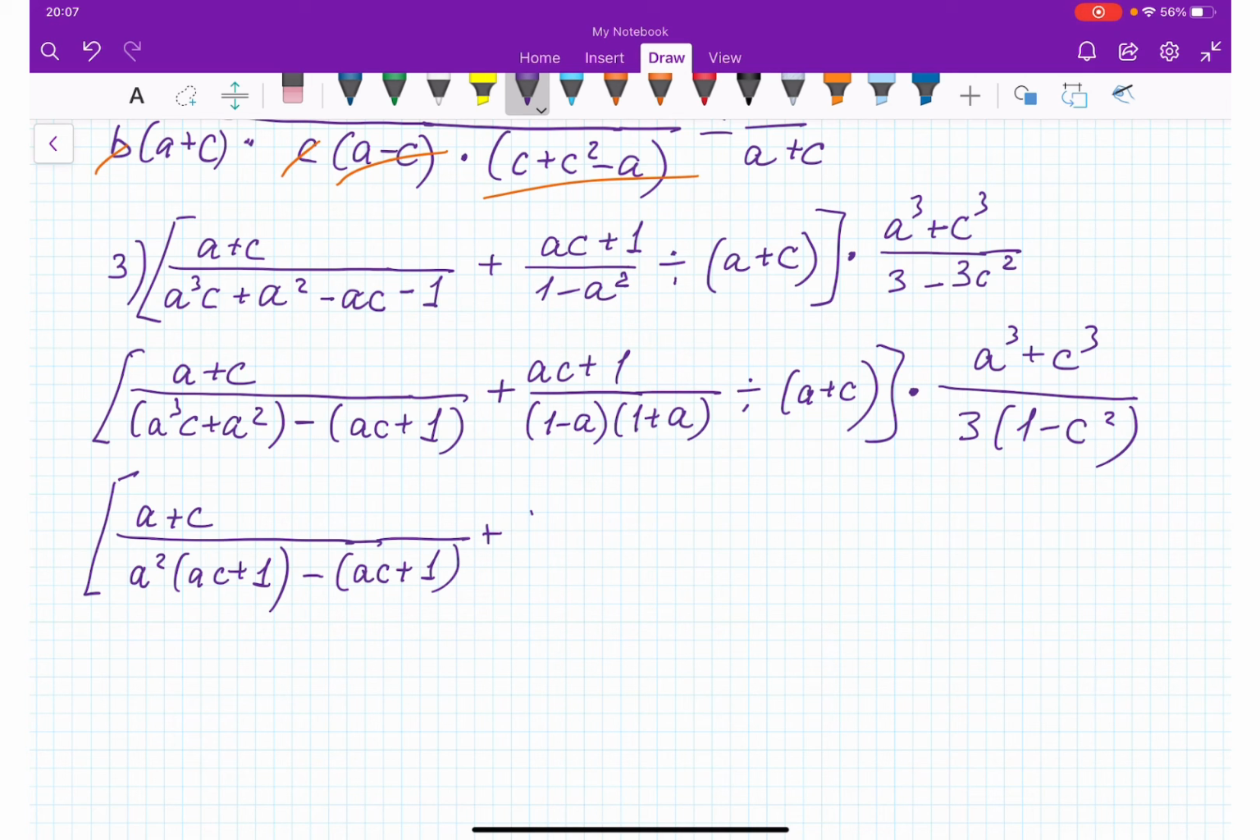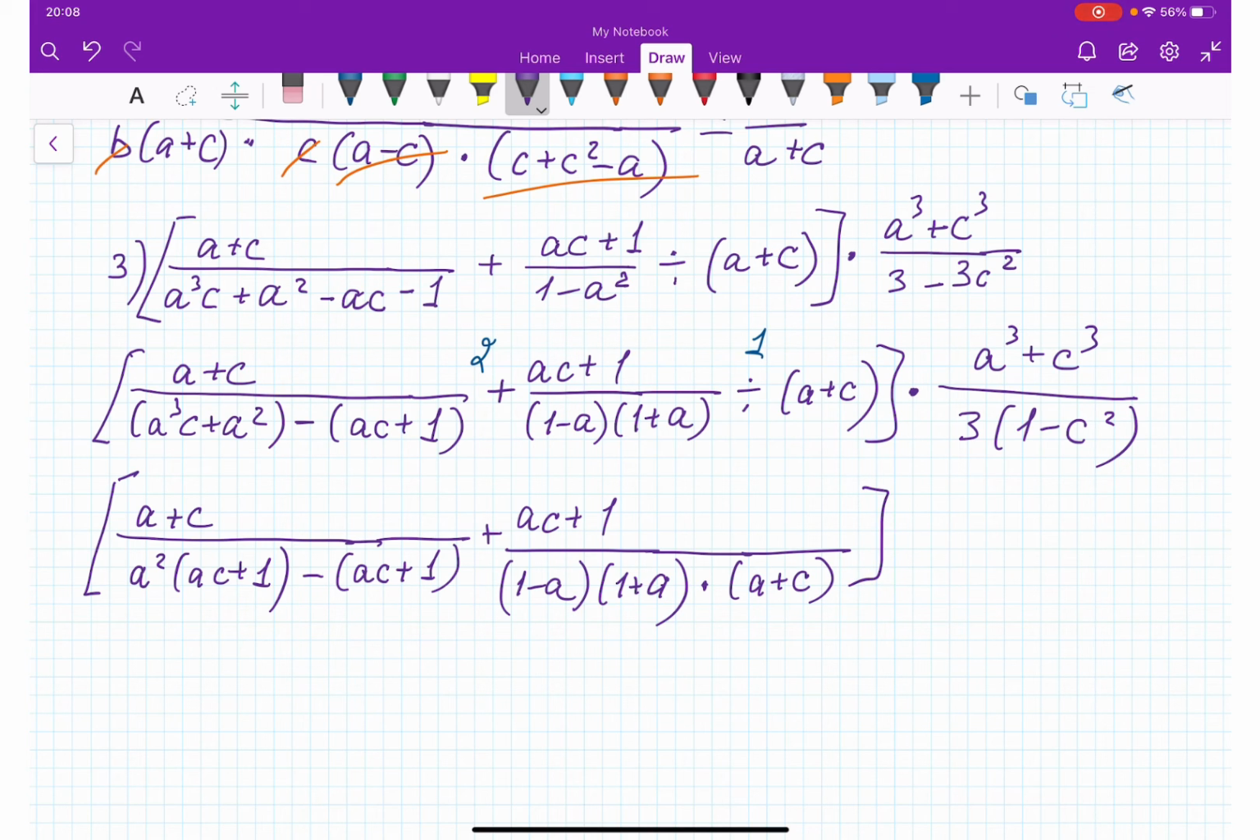Plus ac plus 1 over 1 minus a, 1 plus a, and we are going to divide. You know what, I might as well multiply because I don't have parentheses, so which means this is going to be my first operation and only this is going to be the second operation. So let's take care of this division. So it's a plus c coming down. Yes? And there is nothing else we can do. We can't simplify, we can't do anything.